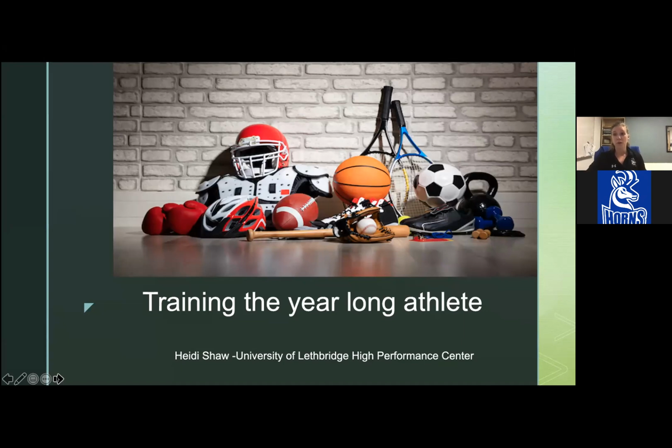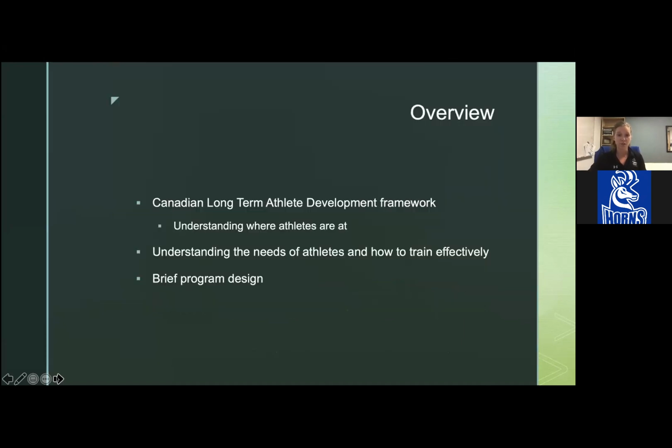So a quick overview of what tonight's going to look like for you. We're going to look at the framework in which a lot of this is pulled from. So we're going to understand what the Canadian long-term athlete development framework is and how it's used from, say, infants through child, adolescence, and then of course up until adulthood. I'm going to take you through the framework, and we'll talk about each phase and how that sets the stage for how we should be training these athletes, understanding where athletes are at in their development.